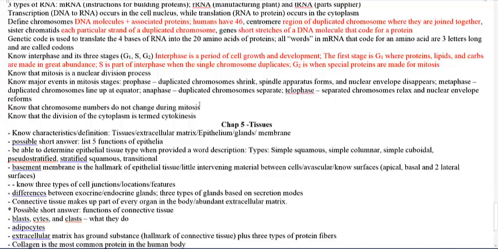Know that chromosome number does not change during mitosis. If you start with 46 chromosomes with 1 cell, when you come out with 2 cells at the end of mitosis, both those will still have 46 chromosomes.